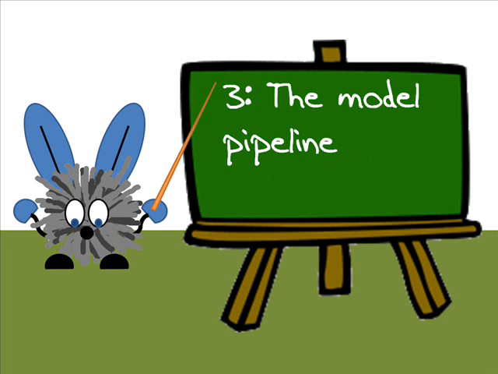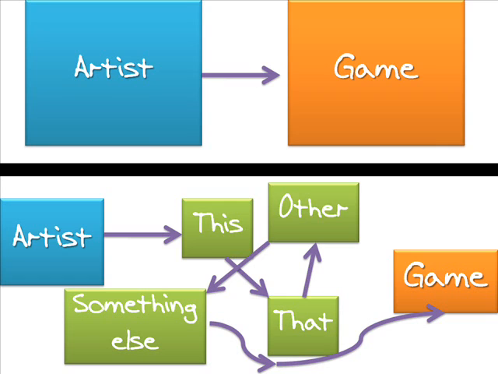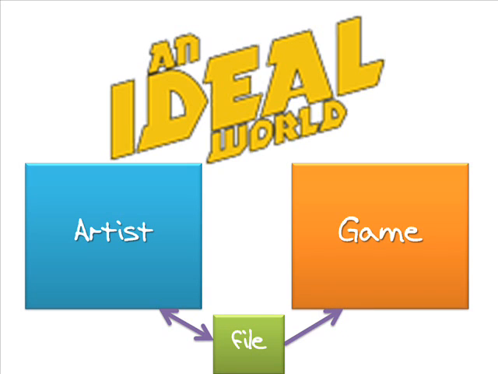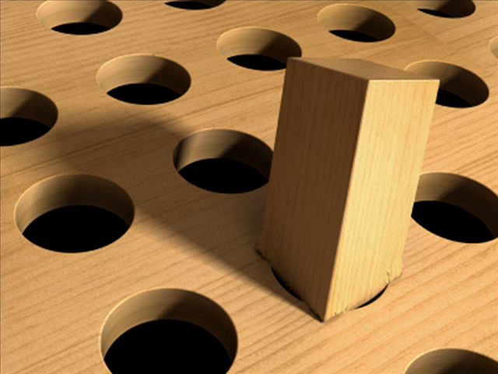Let's move on to our third topic, the model pipeline. This is not about oil or anything like that. It's about the steps which need to be taken to get the model from the artist to the game. In an ideal world, the game engine and the modeling program would use exactly the same format. In practice, it never works that way, mainly because the modeling program and the game engine have totally different needs. So the game engine may well ignore a large chunk of the information, but instead need extra stuff.